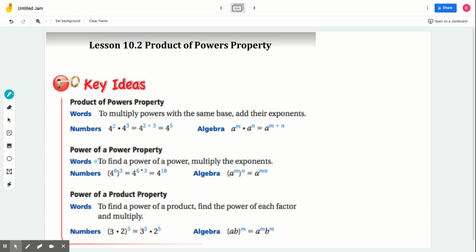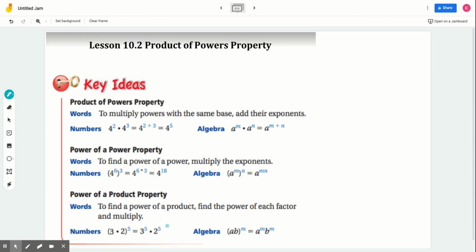The power of a power property. To find a power of a power, multiply the exponents. So when we have a power to a second power, or to another power, we multiply the exponents. So here, 6 times 3 is 18. So the answer here would be 4 to the 18th.